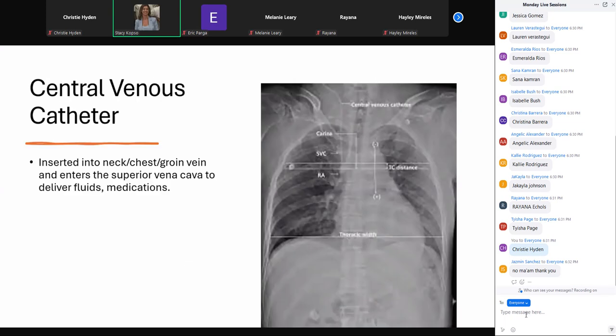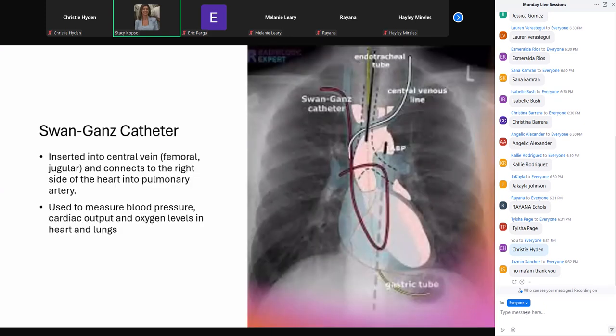Central venous catheter, that's going to be inserted into a vein, usually neck or groin area. And that is going to enter into the superior vena cava. They'll use central venous catheters to deliver fluids and medications. So I'm sure you've been called to do an x-ray for that as well.